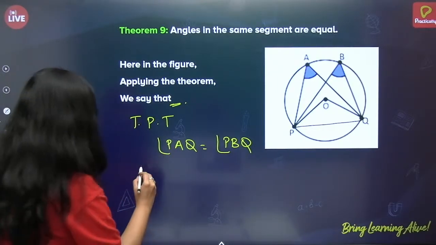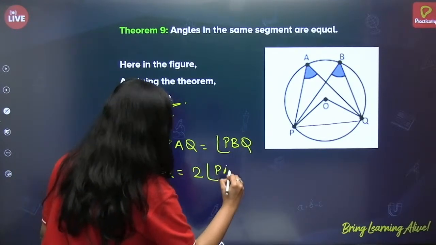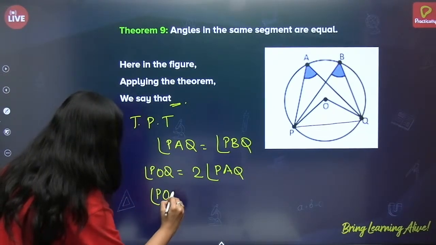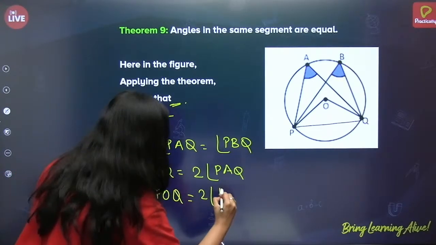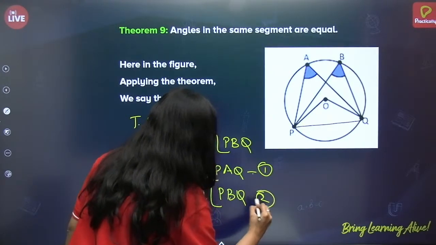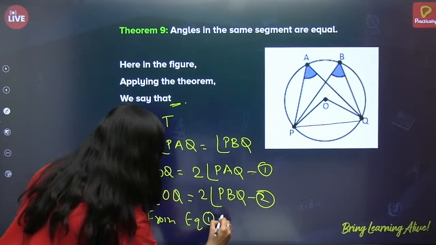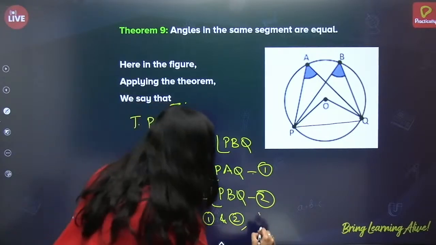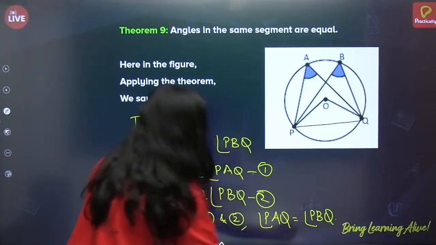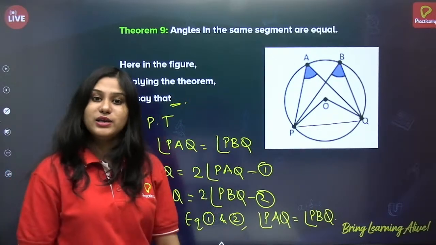Let us see. I know that angle POQ is equal to 2 times angle PAQ. Of course, yes, we have just studied in the theorem, and I also know that angle POQ is 2 times angle PBQ also. So from equation 1 and 2, what can we conclude? From equation 1 and 2, I can conclude that angle PAQ is equal to angle PBQ. And here is the proof of our next theorem. Angles in the same segment are equal.